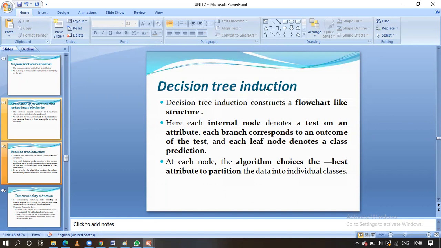Here, a decision tree is a flowchart-like, tree-like structure. It will have the root node, the internal nodes, and finally the leaf nodes. Each internal node will have a condition, guys, and the outputs of the branches denote the outputs of that test condition. Finally, the leaf nodes will represent the class labels, guys. This is the thing related to the decision tree.